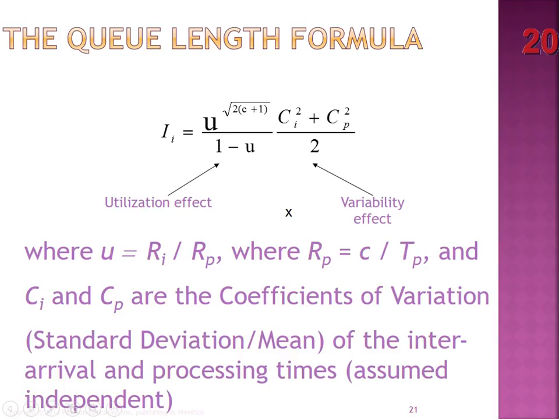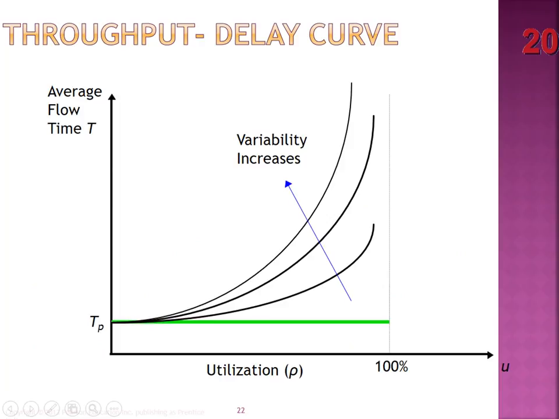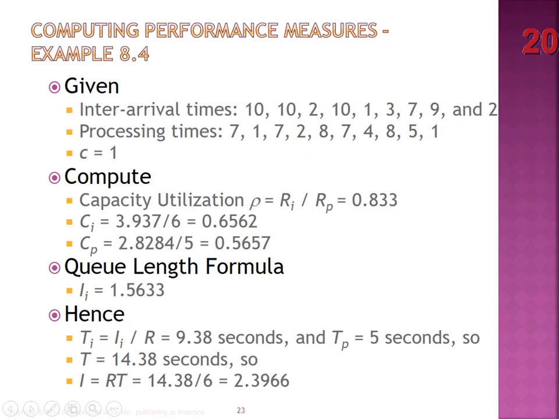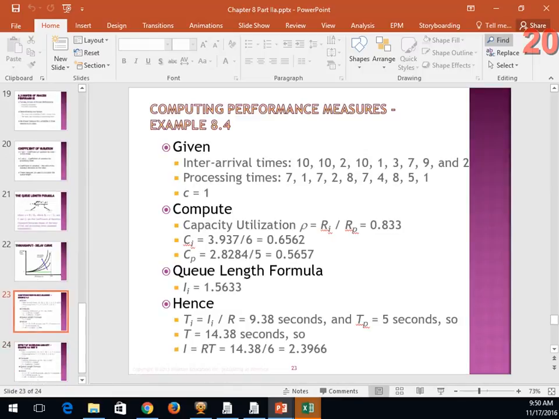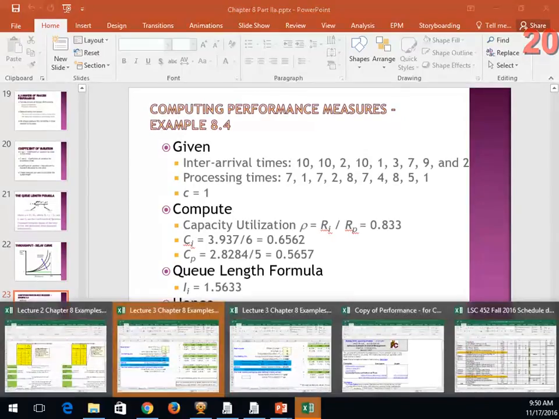The coefficient of the inter-arrival rate and the coefficient of the processing rate are those coefficients of variation, okay? And we're going to assume that they're independent of each other. Basically, this is just a visual that shows that as utilization increases and variability increases, our waiting times are going to go up. Okay, that's just a visual showing that. All right, I'm going to switch over to Excel because I've got the example here.